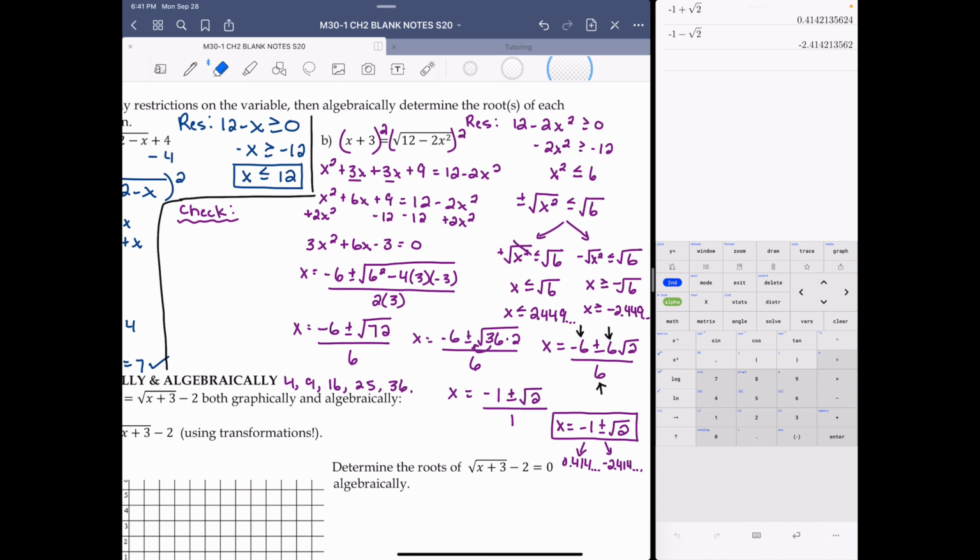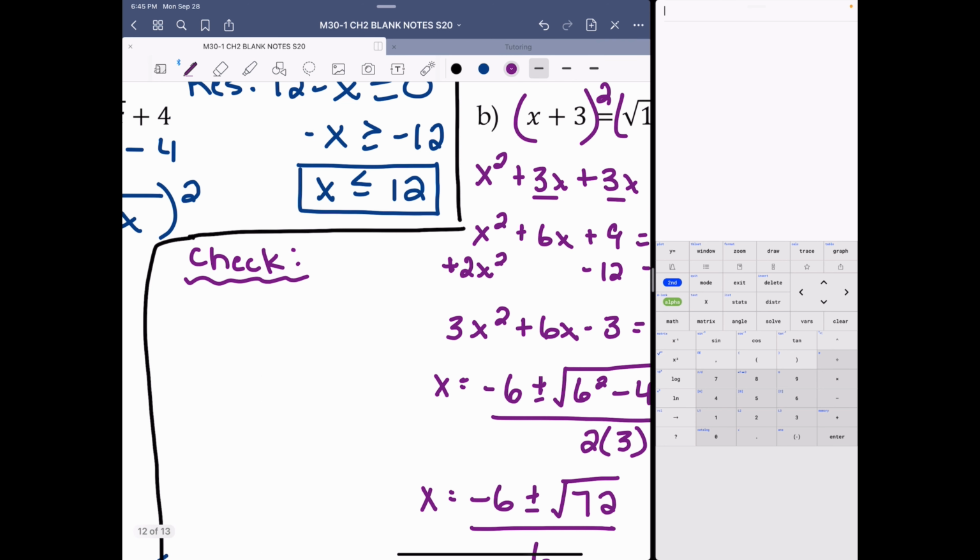So check that the left side equals the right side for both of our answers. I'm going to start with 0.414, plus 3. And then on the left side, we have the square root of 12 minus 2 times x, which is 0.414 squared.